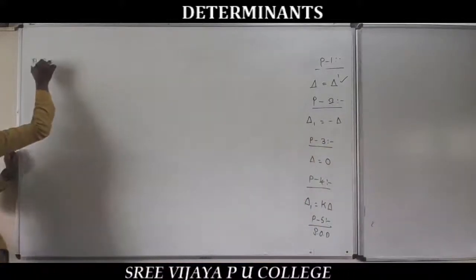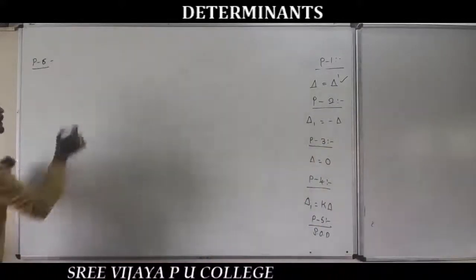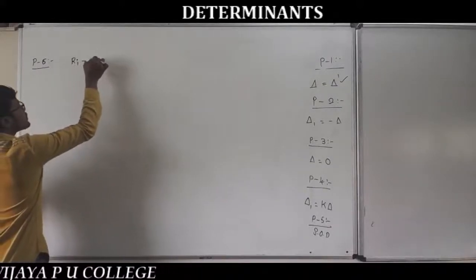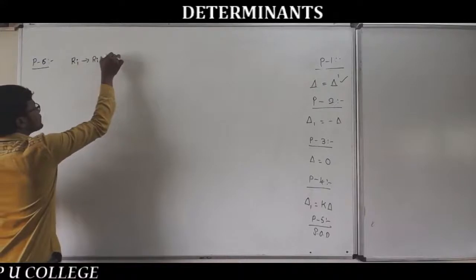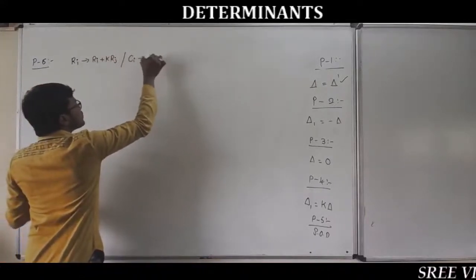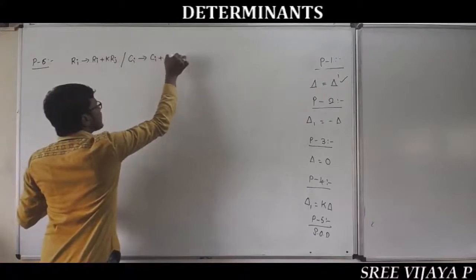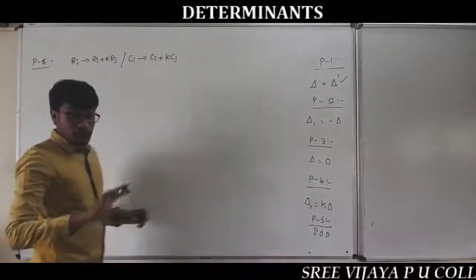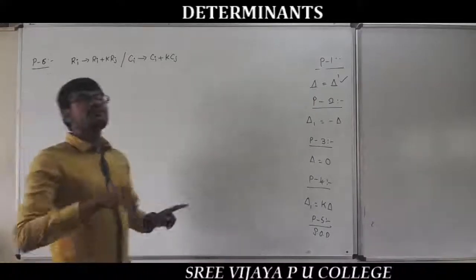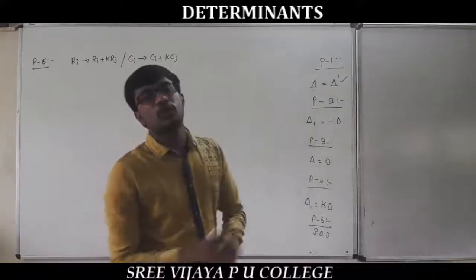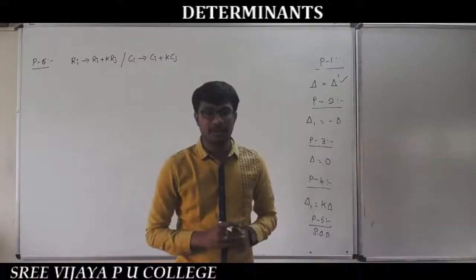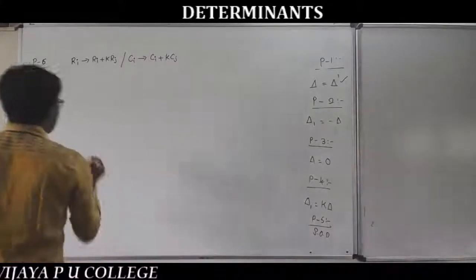Or simply it can be taken as: in a determinant, if you apply elementary operations like Ri changes to Ri plus k times Rj, or Ci changes to Ci plus k times Cj, what is the new determinant obtained? That will not change. It is as it is, the same as the given determinant. Okay, so let us see an example here.